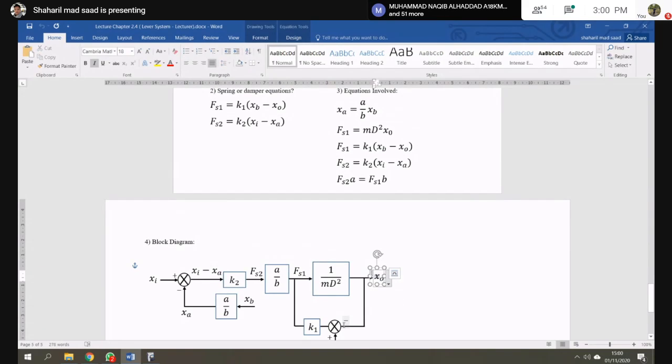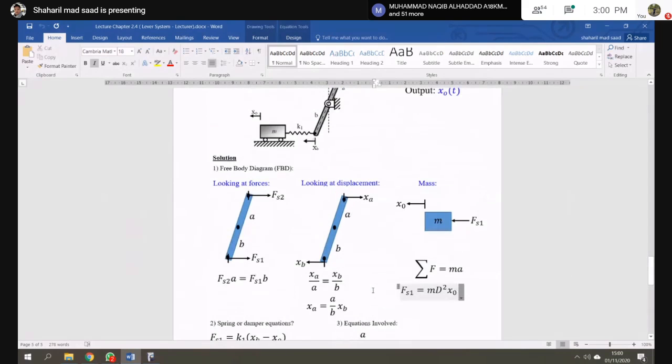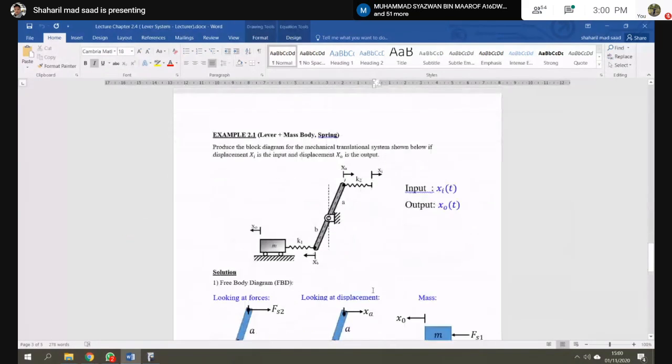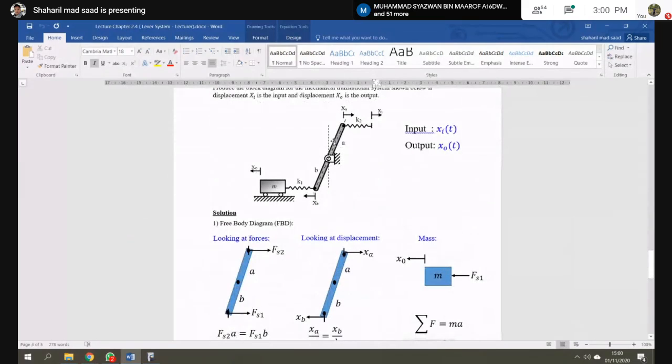Okay, alright. Is it clear? This one, the lever mass system. It can be combined between the lever system and the mass. Clear?